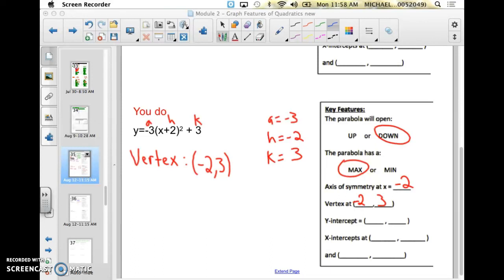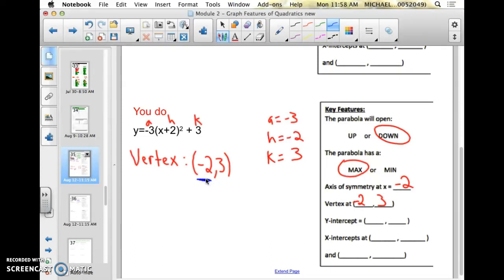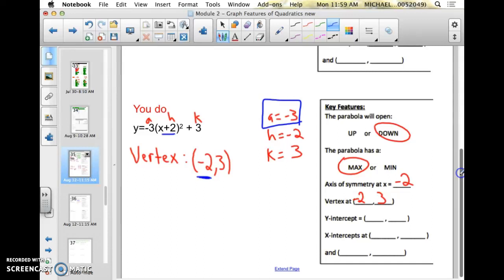Remember that h term, or the x value, is lying to you, so it's positive 2 in the function. So in the vertex, it has to be negative 2. And then, because the a term is negative over here, that has to do with whether it opens up or down. So the function itself is negative in its whole, so it opens down, which means that the parabola will have a maximum. And then finally, the axis of symmetry is the x value of the vertex, which is negative 2.